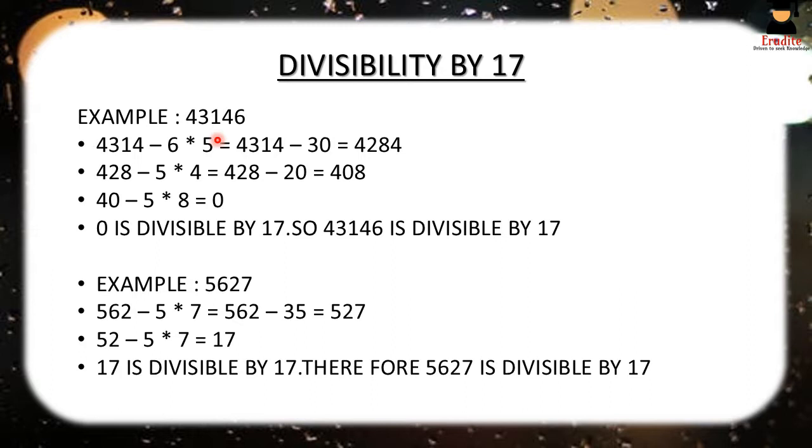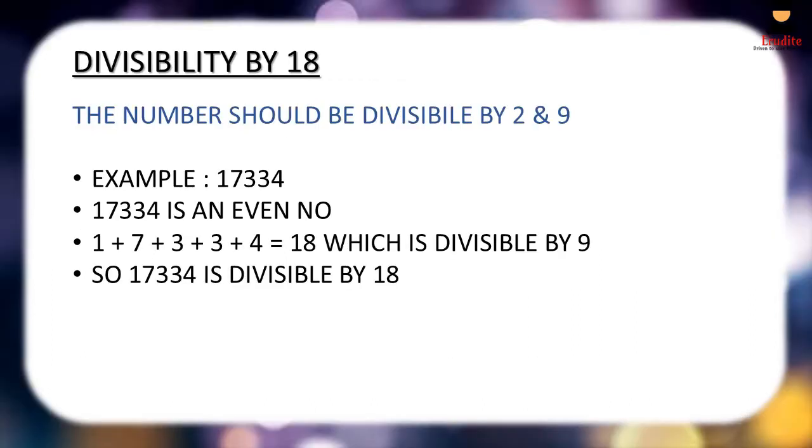So you can observe a pattern over here. You have to extract the last digit, multiply it by 5 and subtract it from the remaining number until you get a number that you know is divisible by 17. Taking one more example. I have 5627, extract the last digit, it is 7. So 562 minus 7 into 5 gives me 527. Take the last digit of 527, it comes out to be 7. So 52 minus 7 into 5 is 17. Now 17 is divisible by 17, so I can say that 5627 is also divisible by 17. So that was all about the divisibility test of 17.